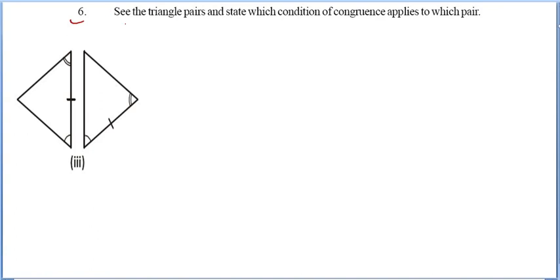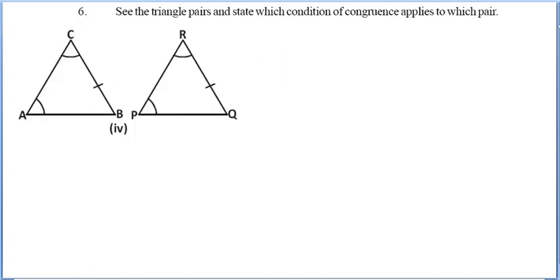Now the next. See the triangle pair. State which condition of congruency is applied here. You have to see that it is angle, side and angle. So that is angle, side, angle. So this property is applied here. Now in this question, see the triangle pairs, state which condition of congruency is applied. You can see here this is angle, angle and it is side. So you have to write angle, angle and side. So this congruency is applied here.